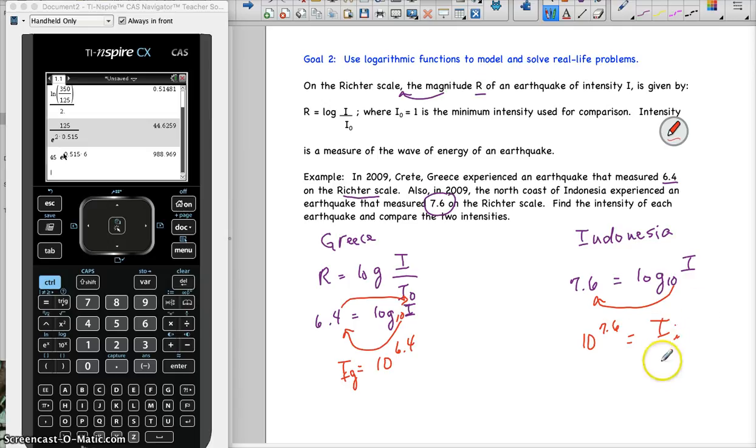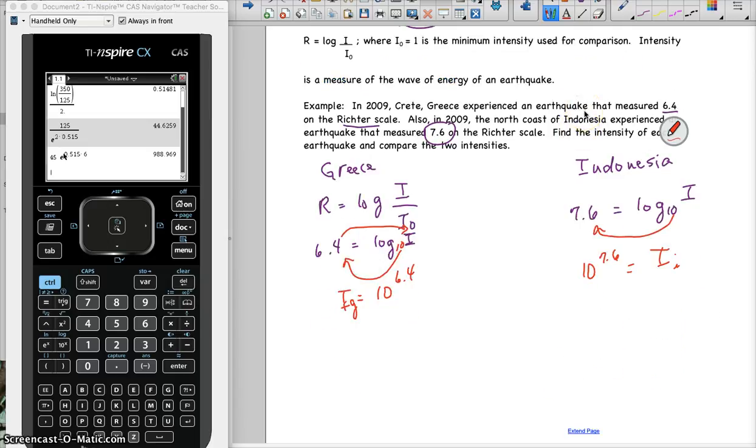So if we're going to compare the two intensities, we can use a ratio. Remember that a ratio is the comparison of two numbers, and I'll compare this in the order of Indonesia compared to Greece. I'm choosing Indonesia compared to Greece because Indonesia was the higher power. So 10 to the 7.6 power divided by 10 to the 6.4 power. We know when we divide like bases, we subtract exponents. 7.6 minus 6.4 is 1.2.